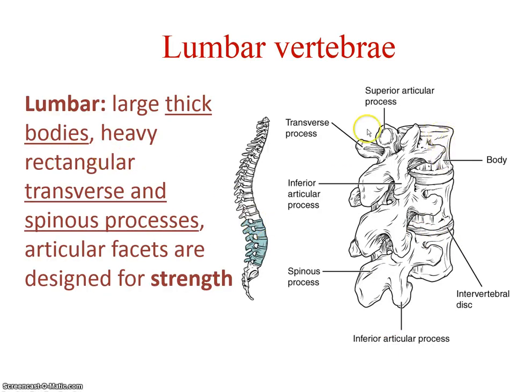Large, thick bodies. They have heavy, rectangular spinous processes. And here, the facets are actually kind of curved, so not horizontal or vertical. The superior ones, as you see here, curve inwards, and then the inferior ones curve outwards. So it creates an interlocking articulation, which really strengthens this region of the vertebral column. But again, they have these heavy square spinous processes that are real telltale signs for them.